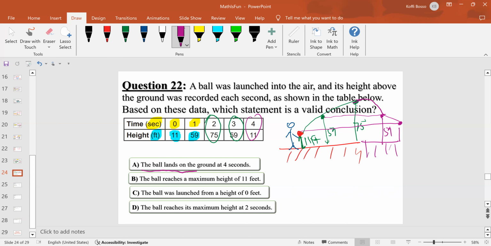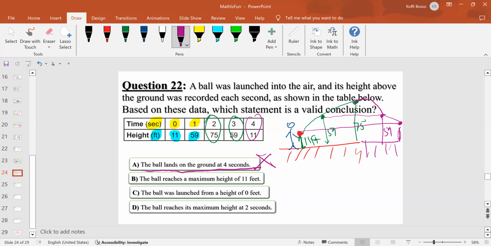Now, if you take this one by one, they say the bar lands on the ground at the 4 second. At the 4 second, it's not yet on the ground. The height is still 11, so it's not on the ground. If it's on the ground, the height will be 0. So this is not correct.